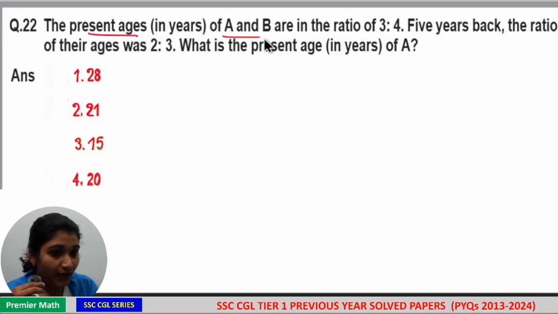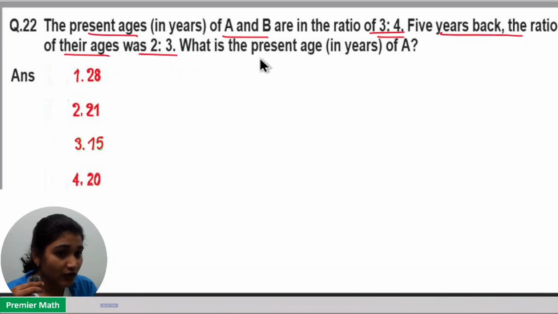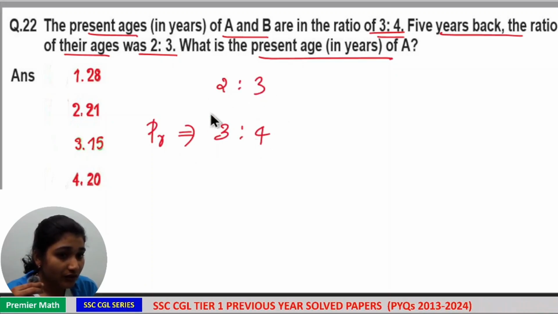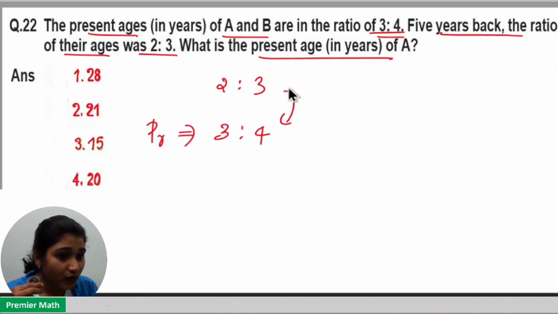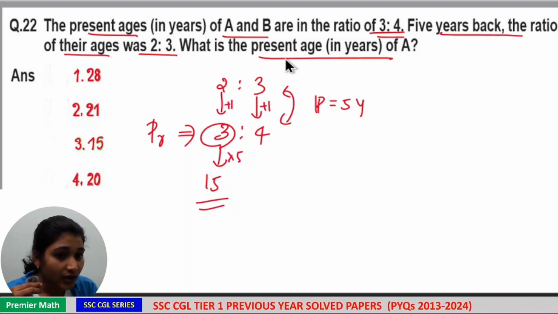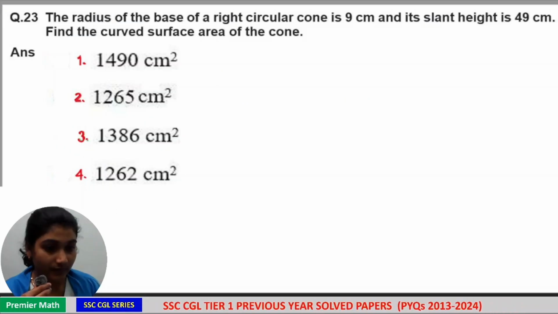The present ages of A and B are in the ratio 3 is to 4. 5 years back, the ratio of their ages was 2 is to 3. What is the present age of A? The present age ratio of A and B is 3 is to 4. 5 years ago, their age ratio was 2 is to 3, which means here the actual difference is equal to 5 years. In ratio, if you look at this, 2 plus 1 is 3, 3 plus 1 is 4. So 1 part is equal to 5 years means 3 parts is equal to 3 into 5, 15 years. So age of A is equal to 15 years, present age. Option 3 is your answer.